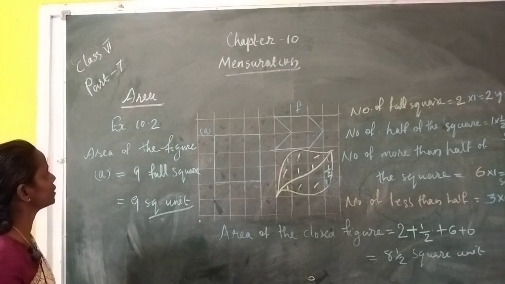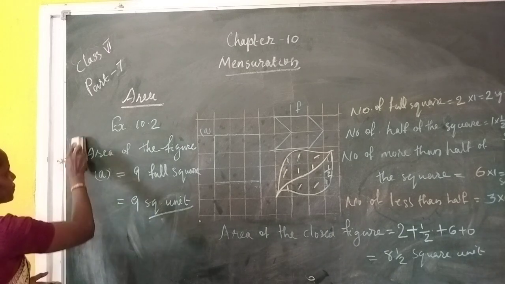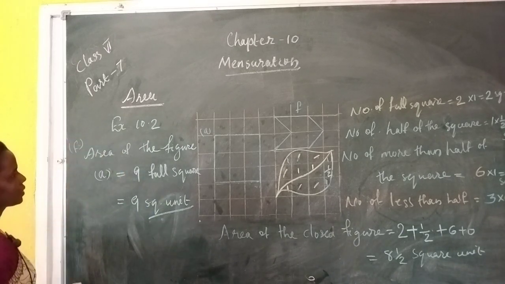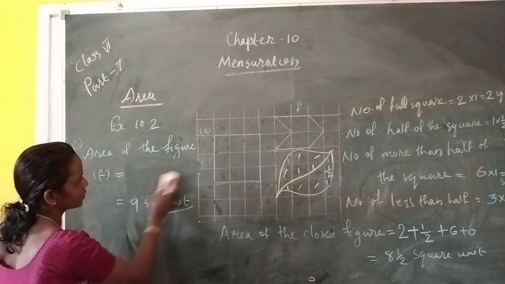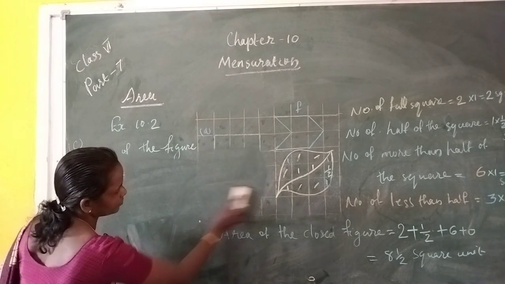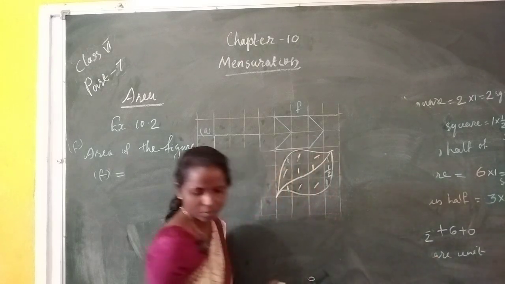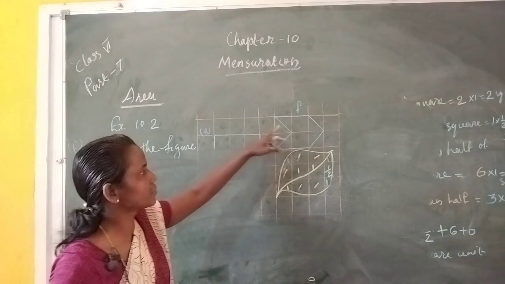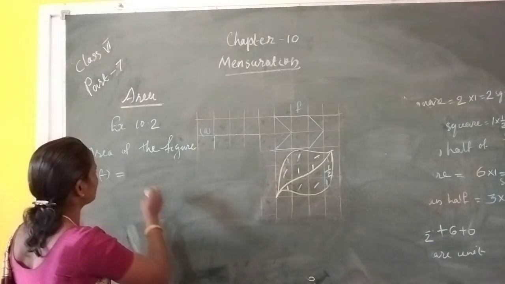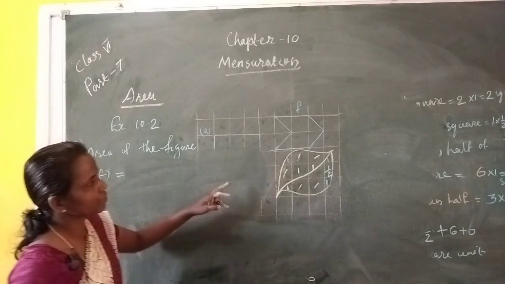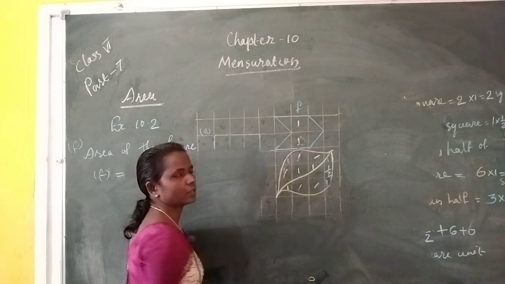The next, your textbook, question number F. Area of the figure F. Here look this figure. First we look number of full square. How many number of full square? Look, 1, 2. Sorry, this also 1. Total how many full square?